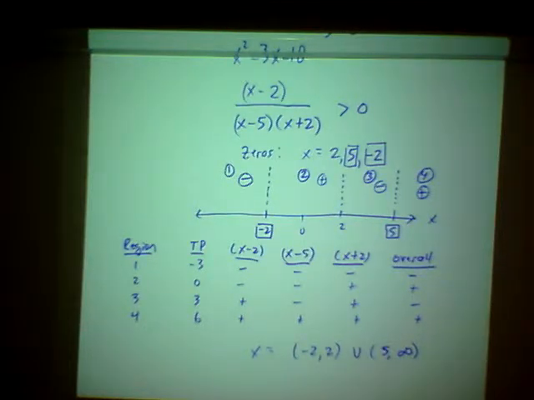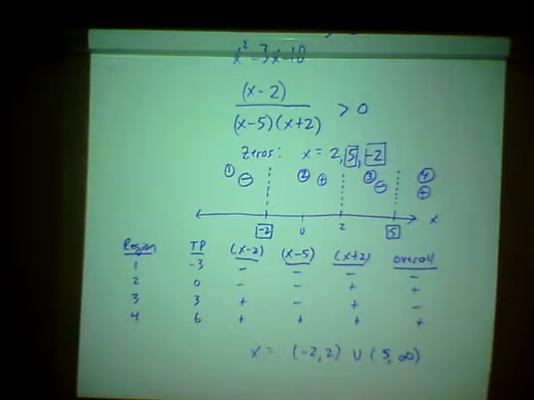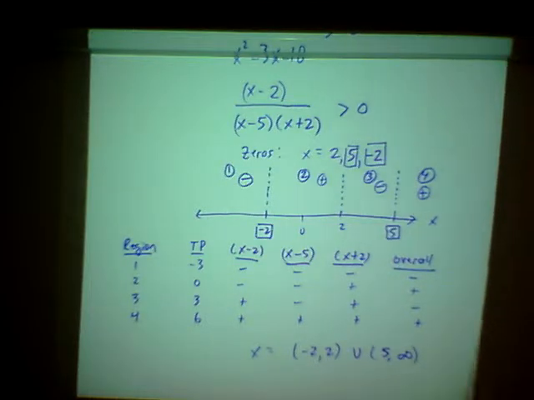Now in this case, I never really had to use the fact that the 5 and the minus 2 came from the denominator. However, I'm going to do one more problem, and you're going to see at the end that it does become important knowing where the zeros came from.